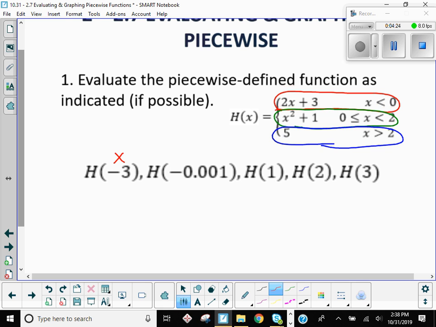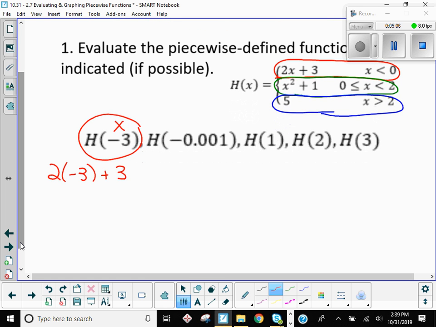And what do you think? The red, the green, or the blue? Where does the negative 3 go? Goes in the red, because let's look at that. The red domain restriction says that this piece of the function is for all x's that are less than 0. Is negative 3 less than 0? Absolutely. So here's what we do with that. We say, okay, negative 3 belongs here. We're going to take it and plug it into the 2x plus 3 part of our function, because that equation goes with these x values. So this belongs to the red piece. So we're going to take that negative 3 and plug it into 2x plus 3.